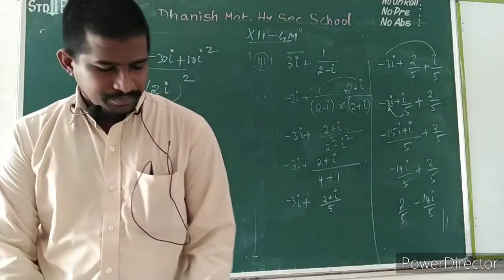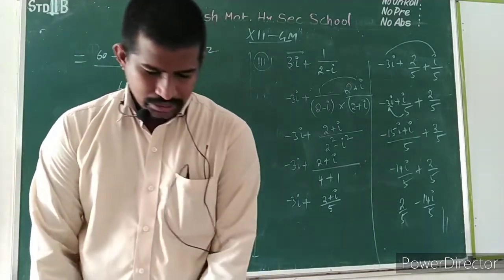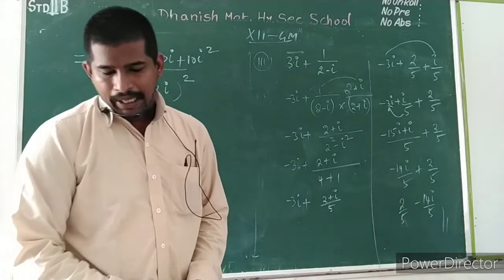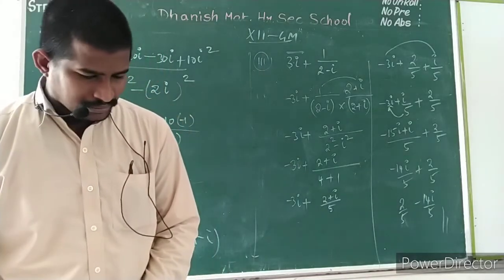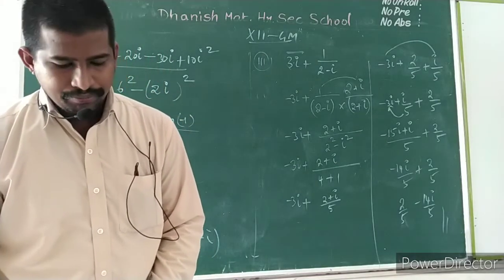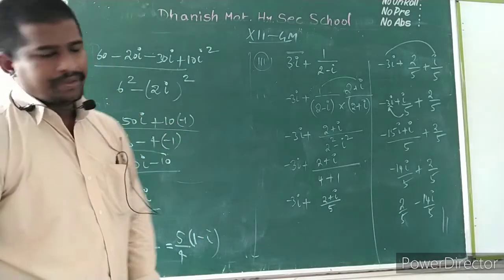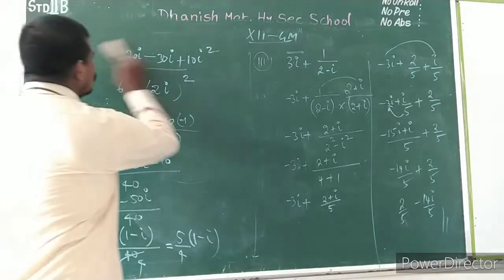Look at the third one. If z1 equal to 2 minus i and z2 equal to minus 4 plus 3i, find the inverse of z1 z2 and z1 divided by z2. Here we are going to find the inverse for the given term.